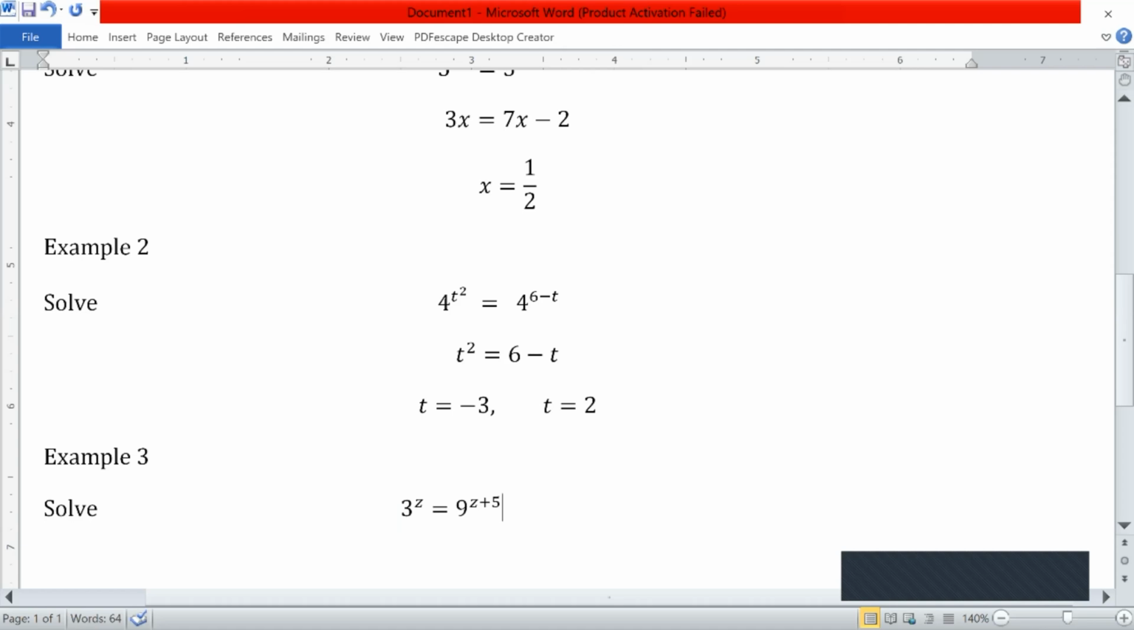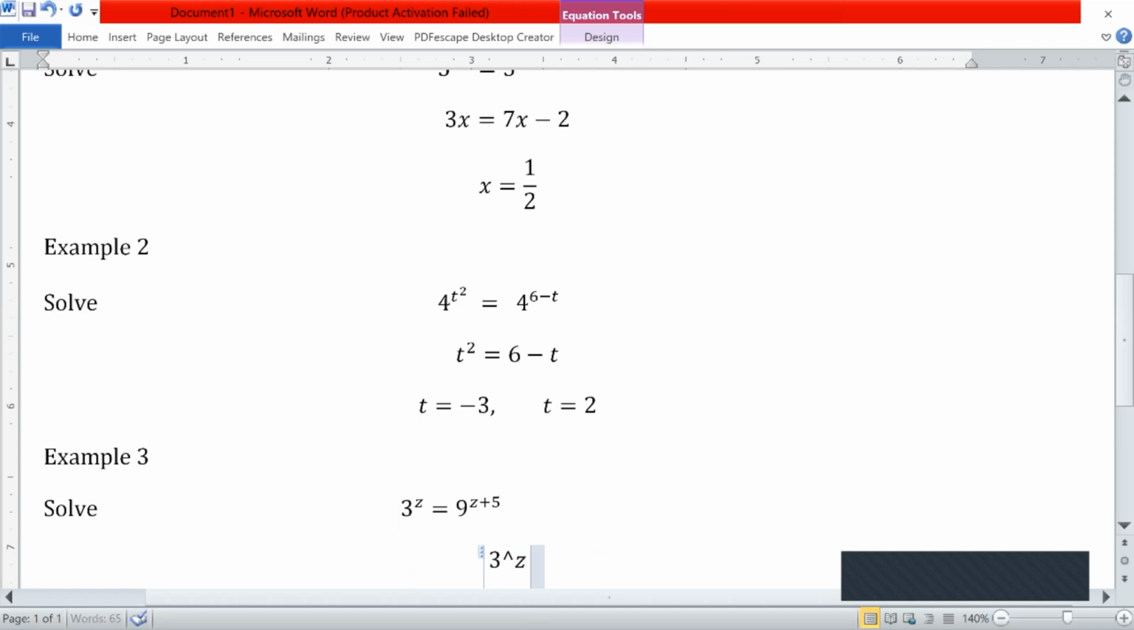We do have two index numbers, but they don't have the same base. But we can write 9 as a power of base 3, so we can turn it into base 3. So how do you do it? If you can see how to do it, you can do it before me. 3 to the power 2 equals 9.